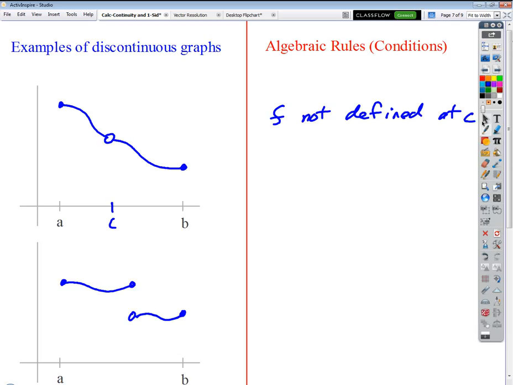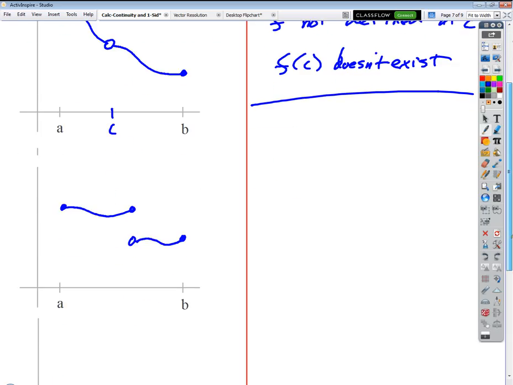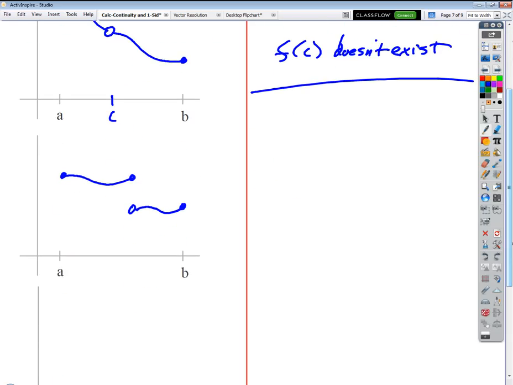The function is not defined at C. F of C doesn't exist. What about here? How do I describe what's going on there? Sure, it's a break in the function, but how are we going to flag that in a way other than just by looking at a graph? What do you think?